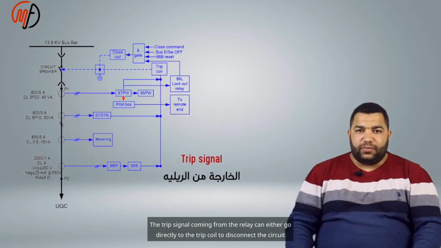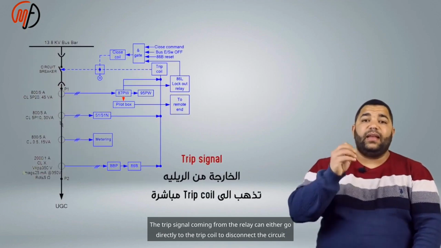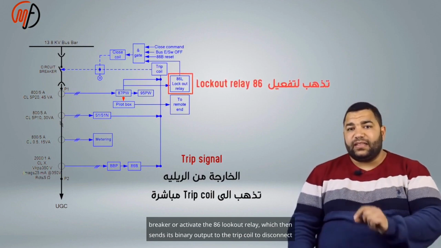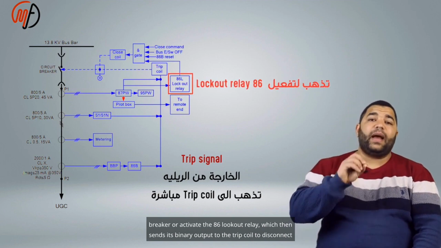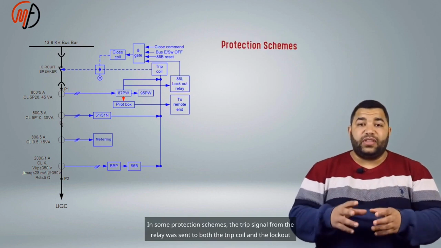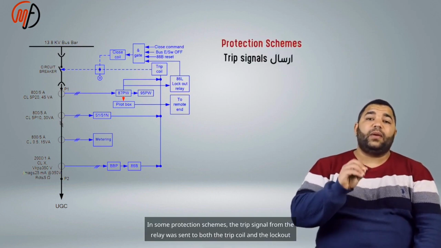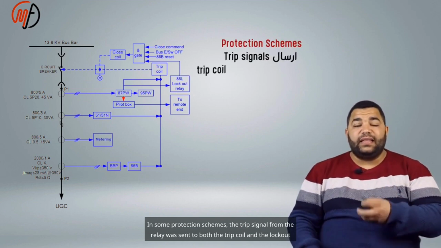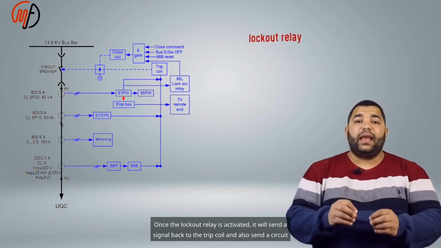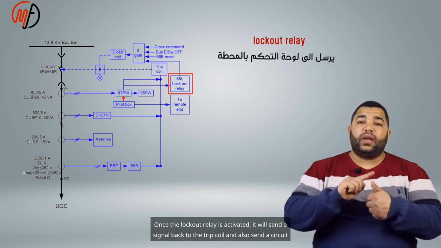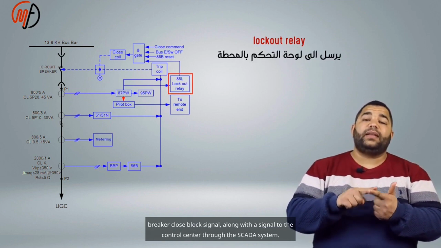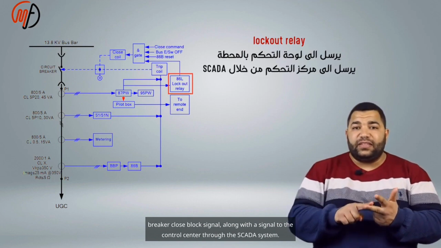The trip signal coming from the relay can either go directly to the trip coil to disconnect the circuit breaker or activate the 86 lockout relay, which then sends its binary output to the trip coil to disconnect the circuit breaker. In some protection schemes, the trip signal from the relay was sent to both the trip coil and the lockout relay simultaneously. Once the lockout relay is activated, it will send a signal back to the trip coil and also send a circuit breaker close block signal along with a signal to the control center through the SCADA system.